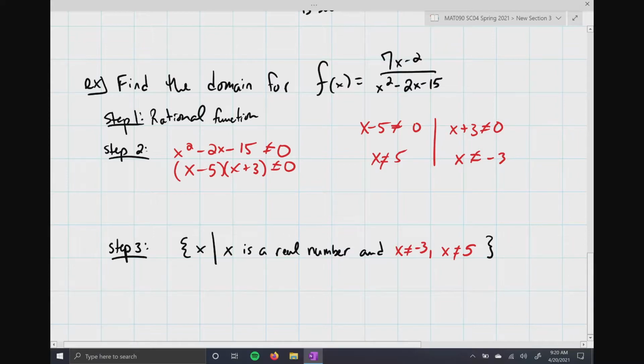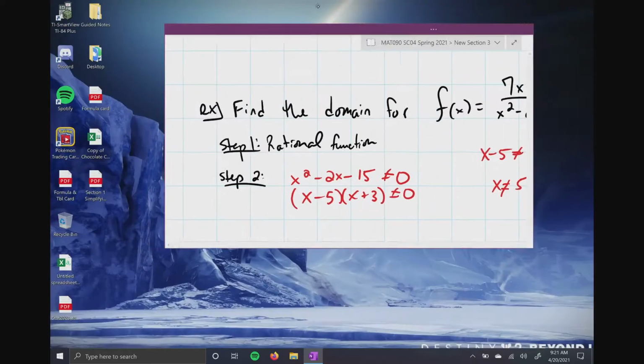I mean, if you really just want to sum everything up real quick, just set the denominator not equal to 0, solve, and then write it out. So you could kind of skip step 1 and step 3 if you really know and understand what you're doing. All right, are there any questions? All right, so let's move on to the second objective.